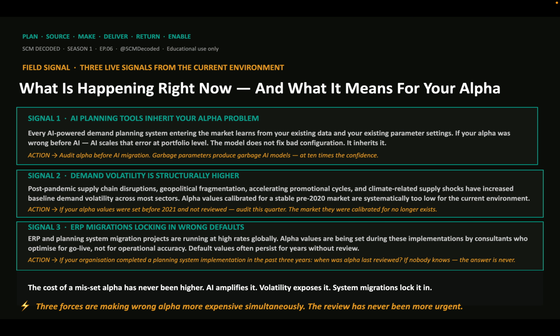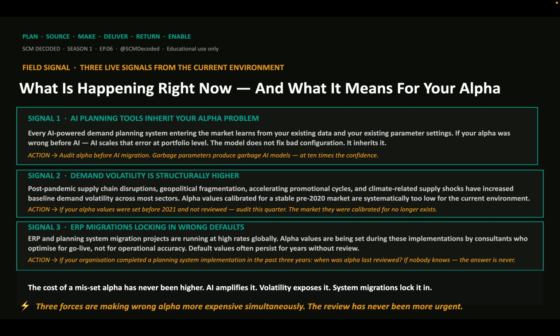Three current forces are making misset alpha more expensive than ever before. Every AI-powered demand planning system entering the market learns from your existing data and your existing parameter settings. If your alpha was wrong before, AI scales that error at portfolio level. The model does not fix bad configuration, it inherits it. AI does not remove bad forecasting logic, it scales it.